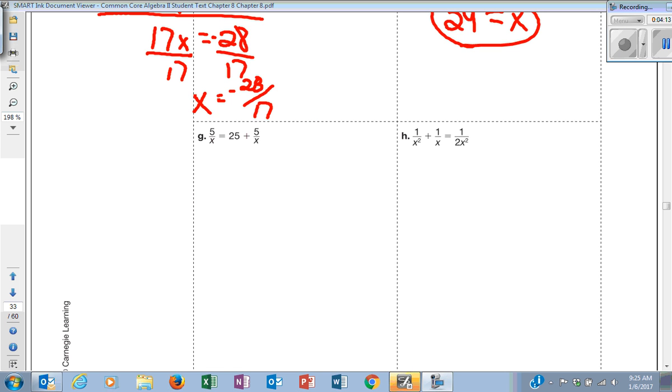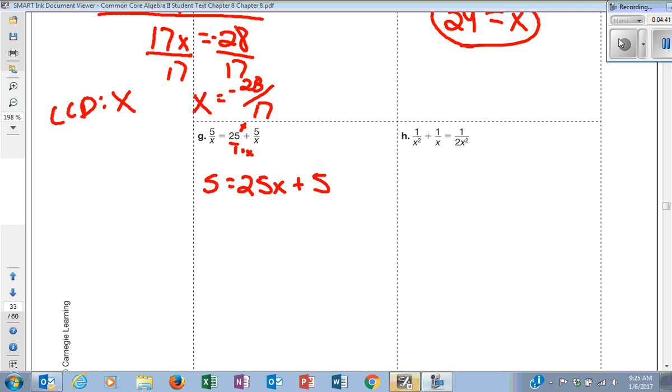Alright, so let's try this one. I'm going to try and multiply this by the least common denominator. This is over 1, so my least common denominator is x. So if I multiply everything by x, basically what it turns out to be is this already has it, so I'd times this by x, and I'd times this by x, and so I end up with 5 equals 25x plus 5.